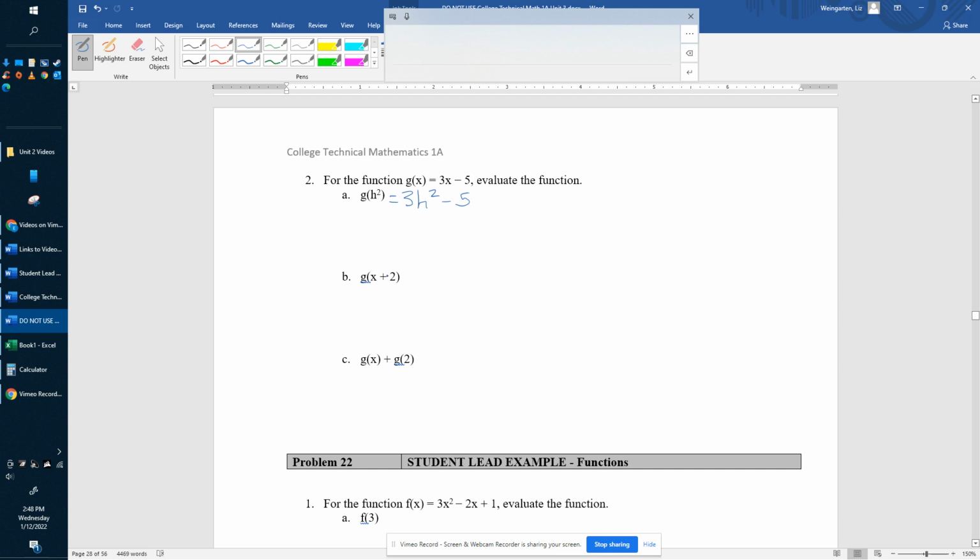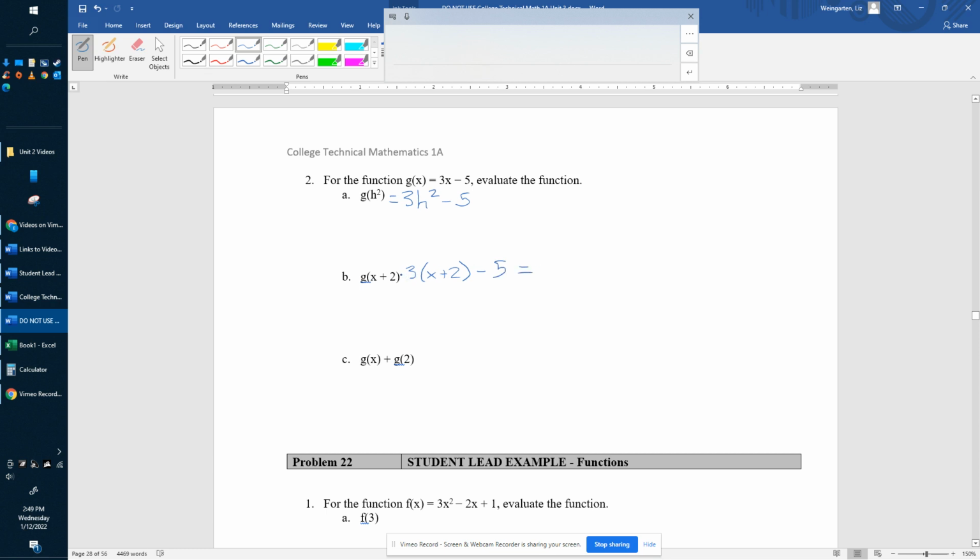G of x plus 2. But wait, we already have an x. That's okay. Anytime you see x, now we're just going to put x plus 2 instead. So we have 3 times, make sure you use parentheses because it's 3 times x plus 2, because x is being multiplied by 3, so now x plus 2, the entire thing has to also be multiplied by 3. Minus 5.